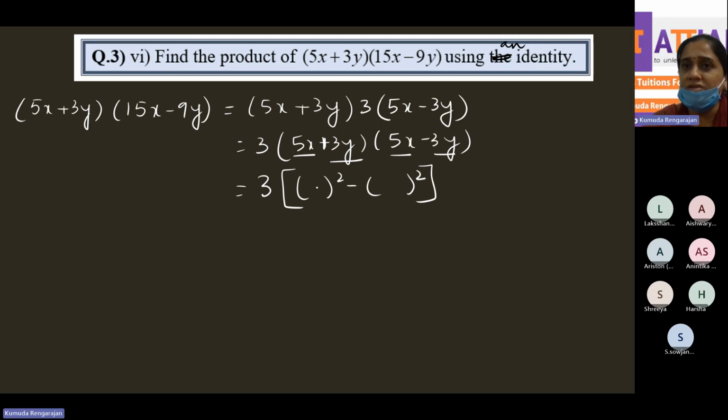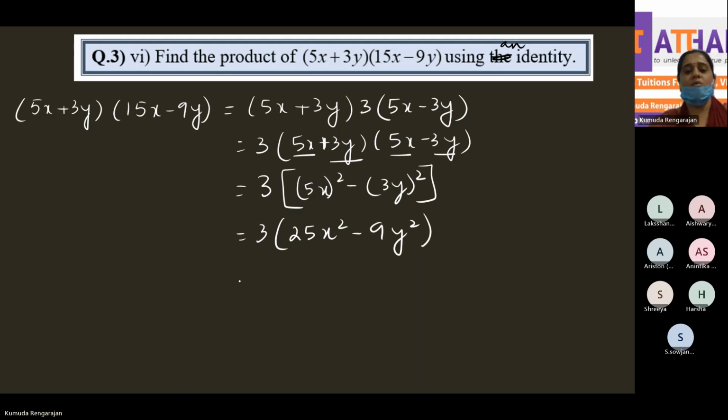So what should you write here? What is a? 5x. What is b? 3y. So 3 into 25x square minus 9y square. Now you can multiply. So it is 75. You can leave it like this, or you can multiply: 75x square minus 27y square.